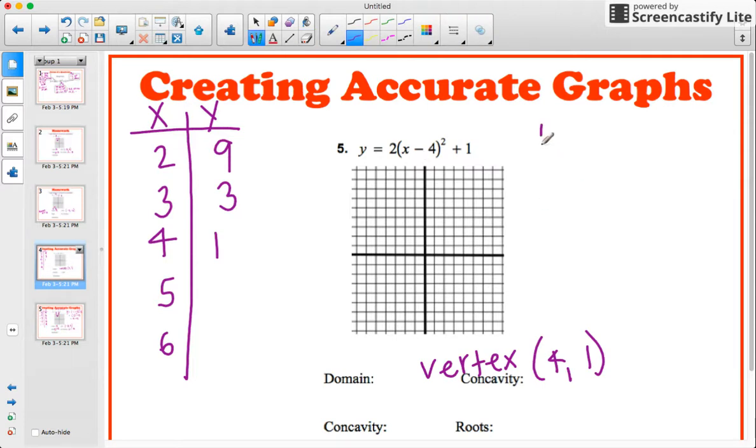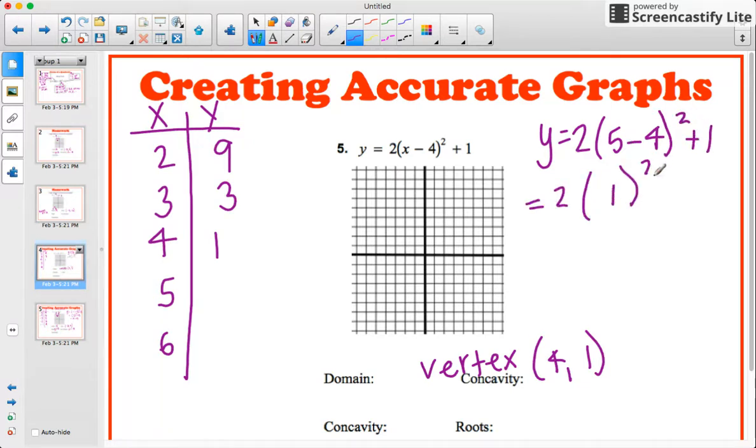Let's plug in 5. y equals 2 times (5 minus 4) squared plus 1. 5 minus 4 is 1 squared plus 1. 1 times 1 is 1, and that will give me 2 times 1 plus 1, which will give me 3.